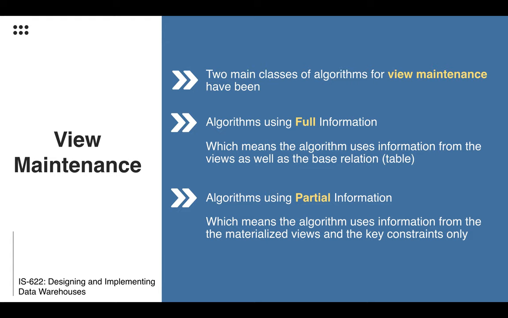So we'll go through these two algorithms, for full information and for partial information, for the different types of transactions, and see how they can perform view maintenance for addition or insertion and deletion. As we mentioned earlier in the previous session, the concept of updating data records is not considered here, because updating is simply adding and deleting. It will delete the previous instance and add a new instance. So the basic operations are two: insertion and deletion.